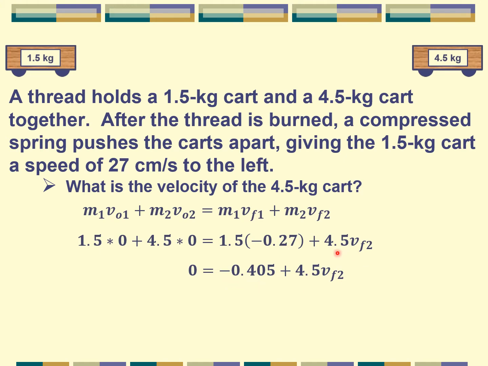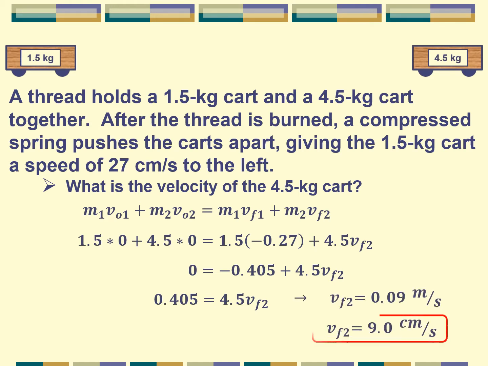And then 4.5 times the final velocity 2, and final velocity 2 is what we're looking for. So we take the 0.405 to the other side, make it positive, divide by 4.5, and we get 0.09 meters per second. Now what you notice is your final velocity of the second cart is going to be 9 centimeters per second.